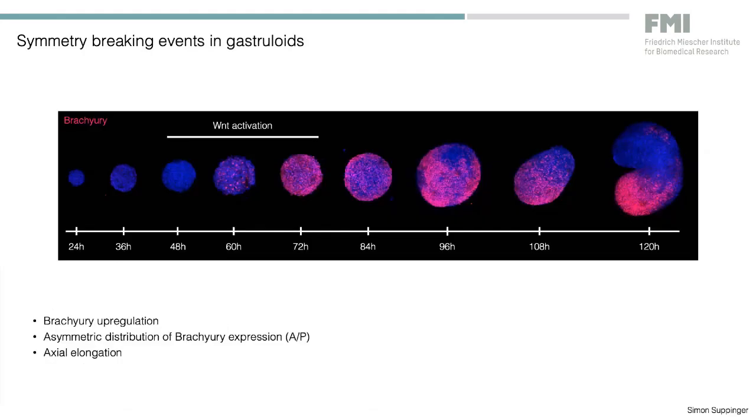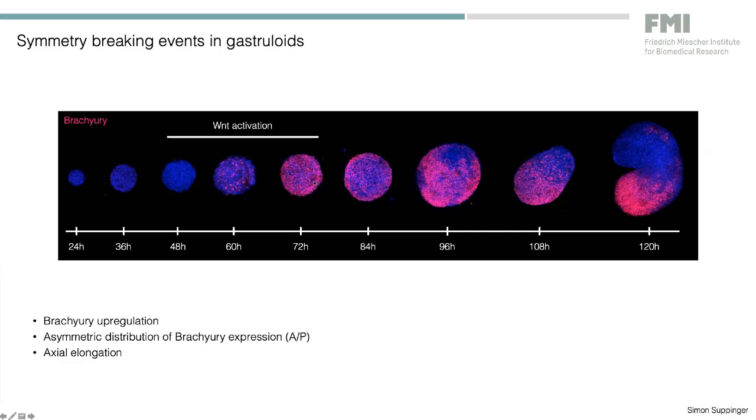So just to have a look at how this works, we have these 300 cells between 48 and 72 hours. We have the upregulation of brachyury, and this asymmetric distribution of brachyury really defines the first anterior-posterior axis. And you have this axial elongation. So clearly, you have something happening before, then this Wnt activation and this elongation axis.